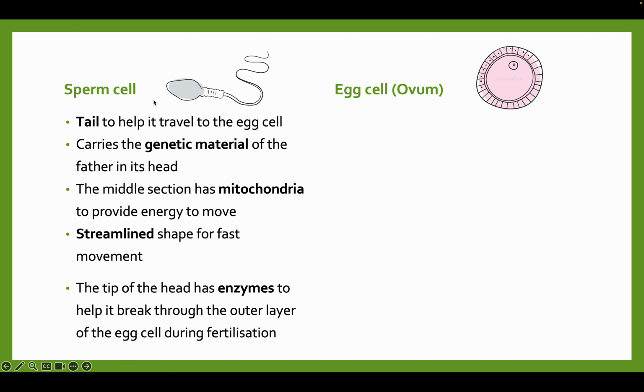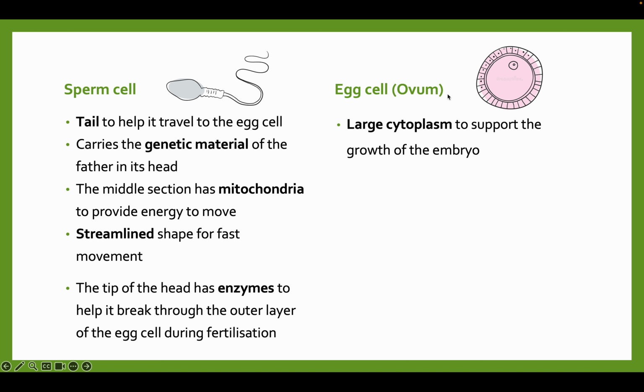And the tip of the head, as I mentioned, has enzymes. Enzymes, remember, are biological catalysts. They speed up reactions. So these enzymes help break through the outer layer of the egg cell during fertilization. And once it breaks in, that's how fertilization occurs. Now, we'll look at this in coming videos, but once it breaks in and connects with the ovum and fertilizes, the egg cell is going to harden its exterior shell so that no new sperms can enter.